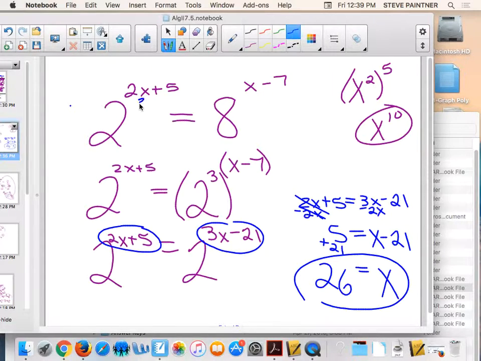If you put a 26 here, what's 2 times 26 plus 5? What is that? 2 times 26 is 52, plus 5? 57. 2 to the 57th should equal 8 to the 26, take away 7, is what? 19. For that answer to be right, this has to be true. 2 to the 57th should equal 8 to the 19th.